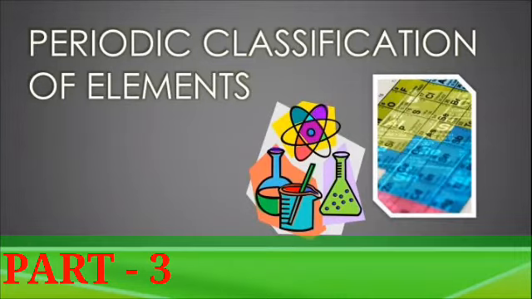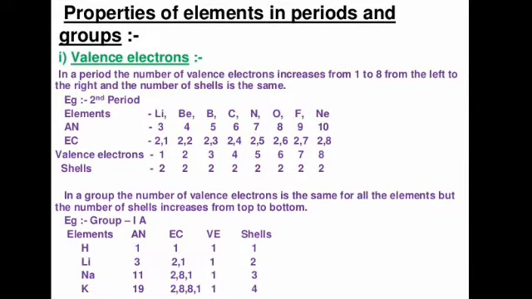Dear students, this is part 3 of this chapter. Here in this lecture we will be discussing the various trends that occur in the periodic properties of elements across the period and along the groups in a modern periodic table. So first, starting with valence electrons.